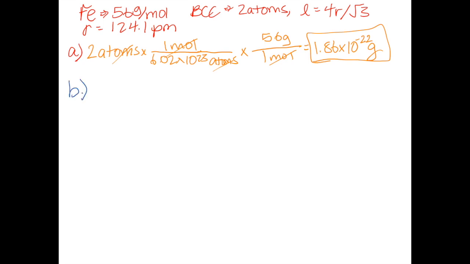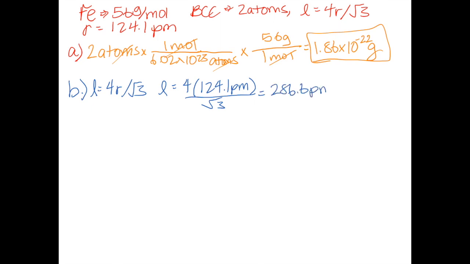B. We have to find the length, and we have to find the volume. So, length is equal to 4r over the square root of 3. So, L is equal to 4 times 124.1 picometers divided by the square root of 3. What that gets me is 286.6 picometers.